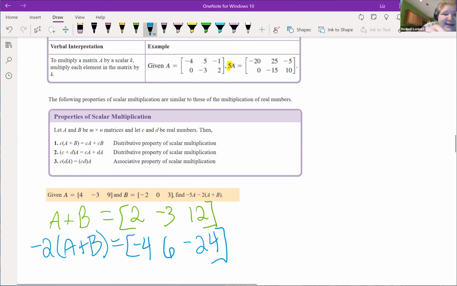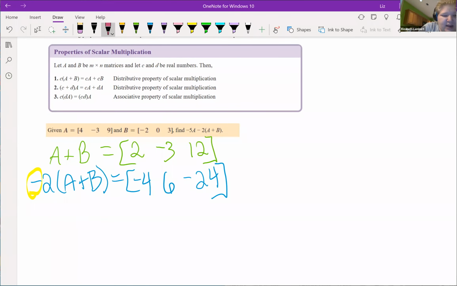Now, since I put the negative in there, I'm going to add this result to whatever -5A is. So let's go ahead and crunch through -5A now. I just take my A matrix, and everyone gets multiplied by -5. So now it's a -20, a positive 15, and a -45. All right, so now -5A is this crazy mess.